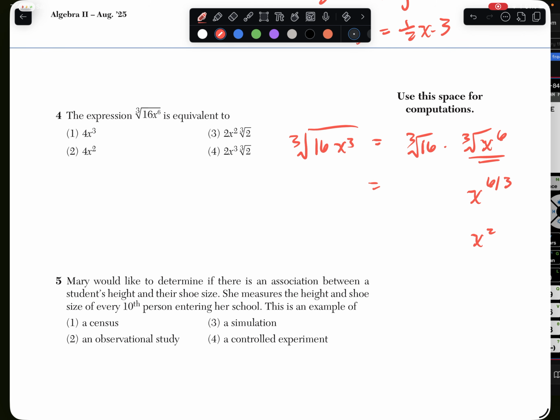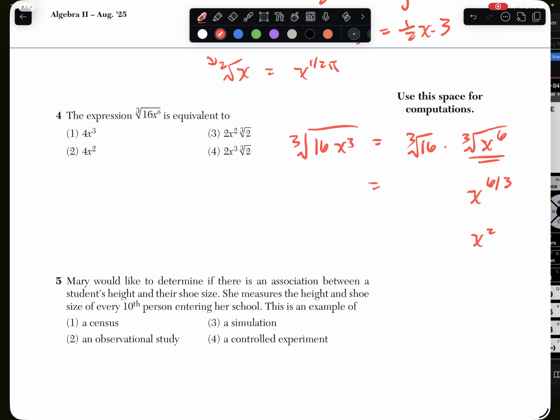How I remember it is, when we have the square root of x, there's an invisible 2 in front, that's equal to x to the 1/2. So I know that my index, the root, goes on the bottom, and whatever's inside goes on top. That's how I remember it.